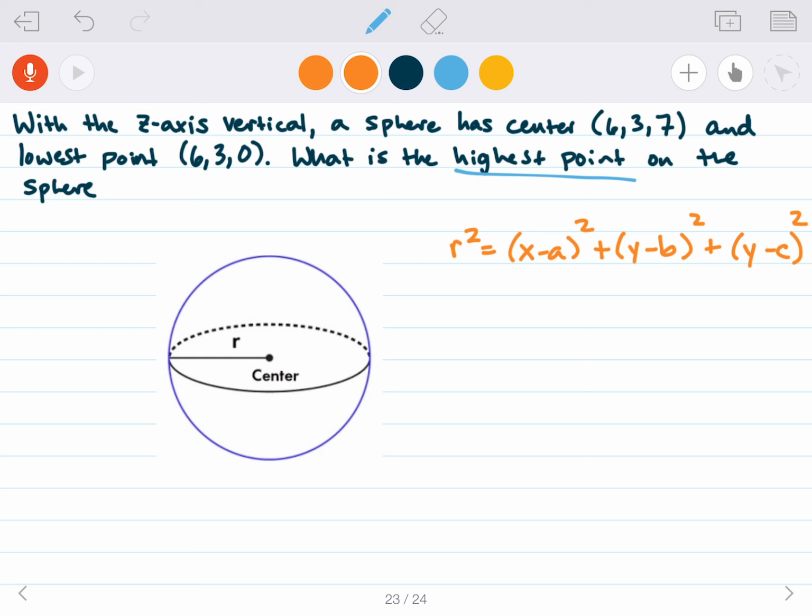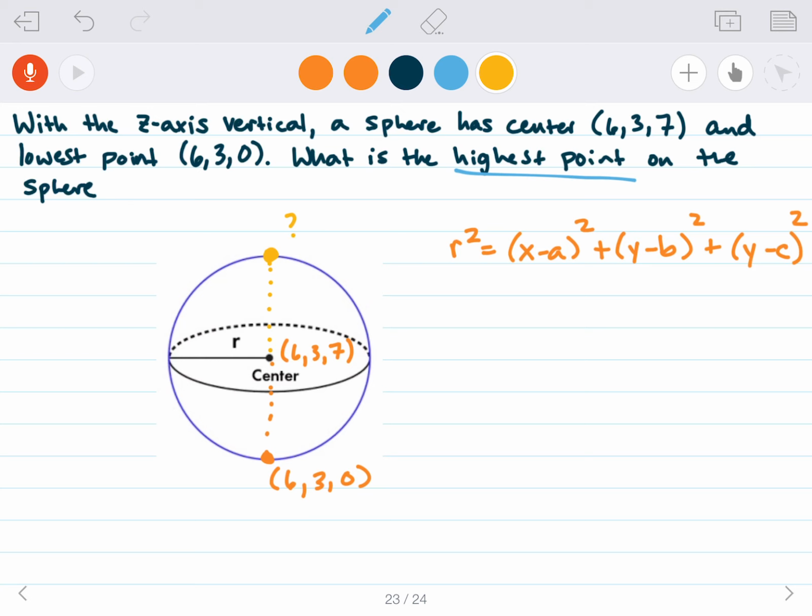Okay, and the center, we're told, is at (6, 3, 7). So that's our a, b, and c. And we're told that the lowest point on the sphere, which is going to be right here, is going to be (6, 3, 0). And what we're trying to figure out is what is the highest point on the sphere?